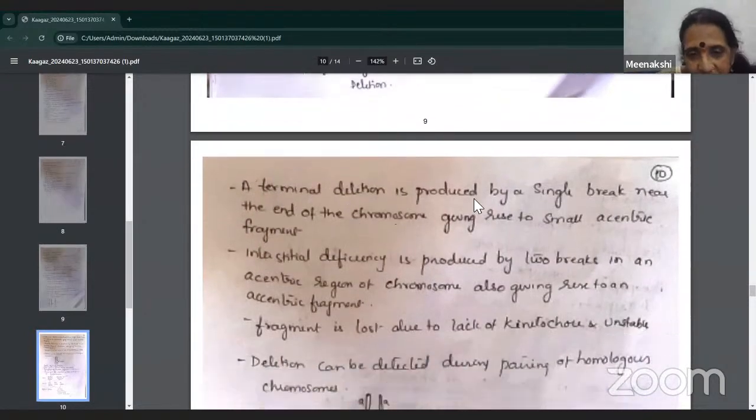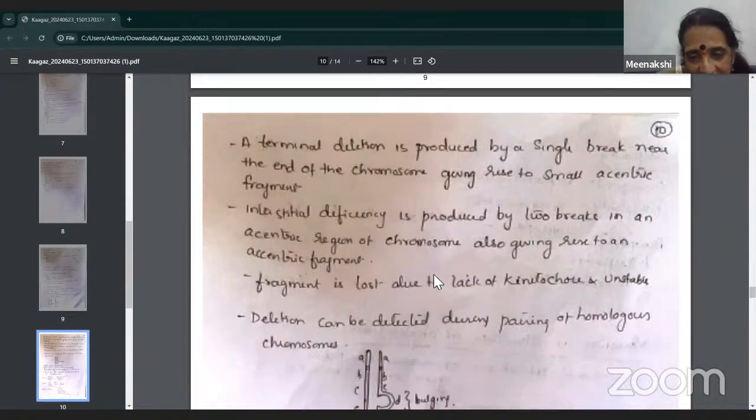The terminal deletion is produced by a single break at the end of the chromosome, giving rise to a small eccentric fragment. Whereas interstitial deficiency is produced by two breaks. That is, below the eccentric region, you will be able to see a small fragment, as well as the lost fragment.